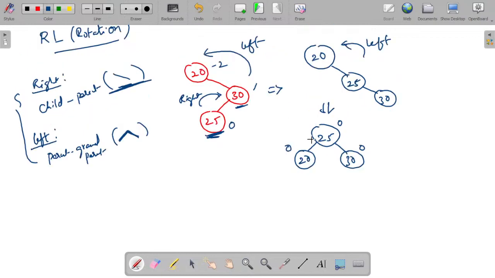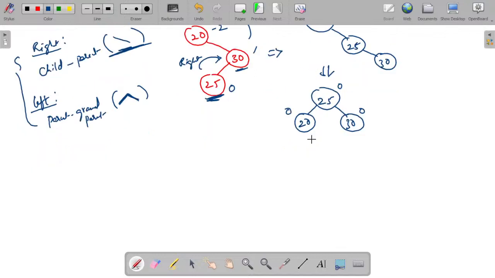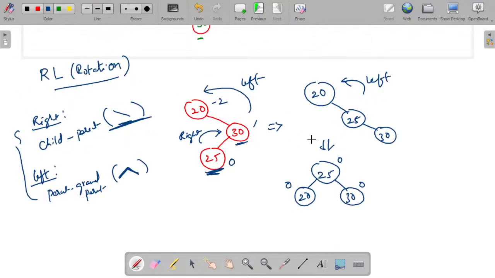I believe you all have understood right left rotation, and right left rotation is performed only when the imbalance happens because of a left child for the right subtree inserted. So here RL rotation is performed when the tree is in this structure, which is a greater-than structure. Okay, do remember this.